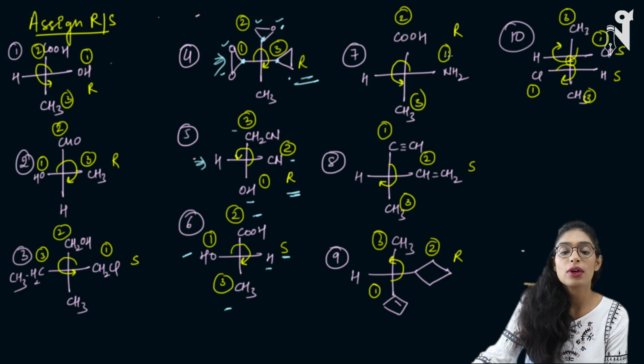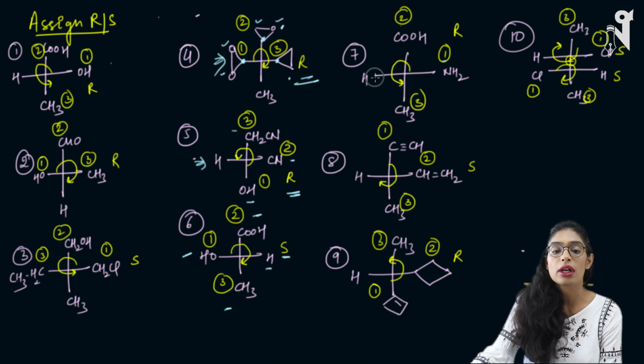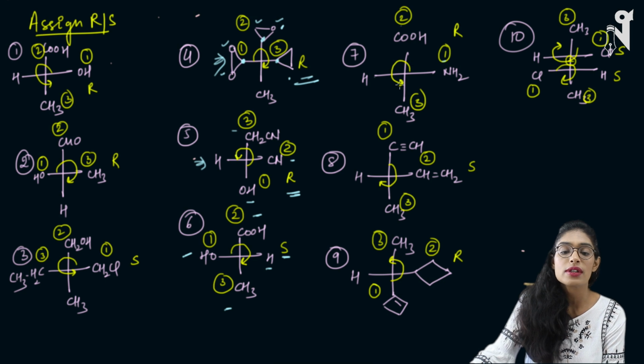Now look at the seventh one. NH2 is 1, COH is 2, CH3 is 3, and hydrogen is 4th, and hydrogen is present on the horizontal line. So whether the rotation is clockwise or anti-clockwise, I have to check. This is anti-clockwise, so the configuration will be R.